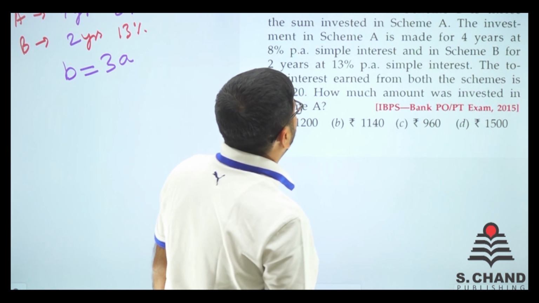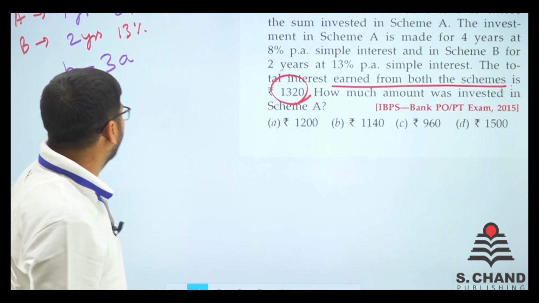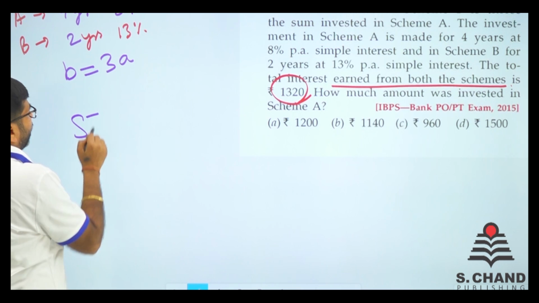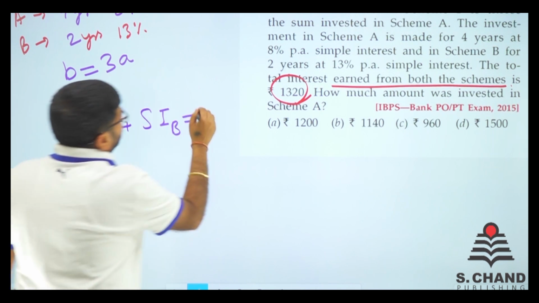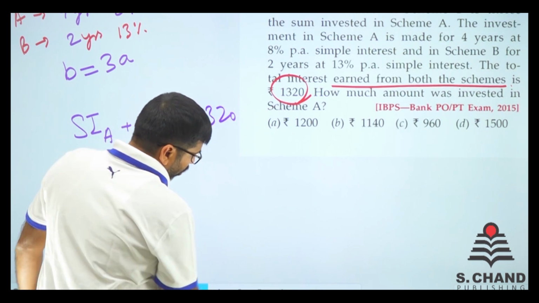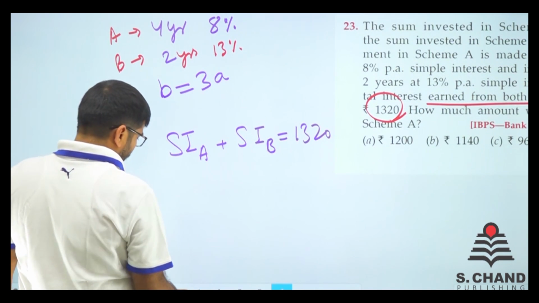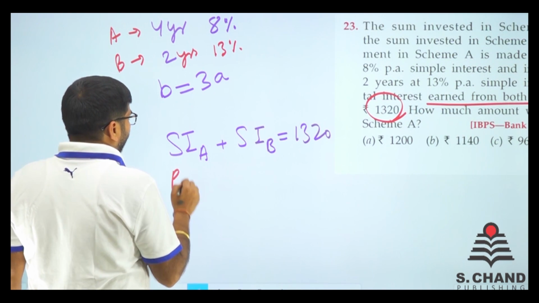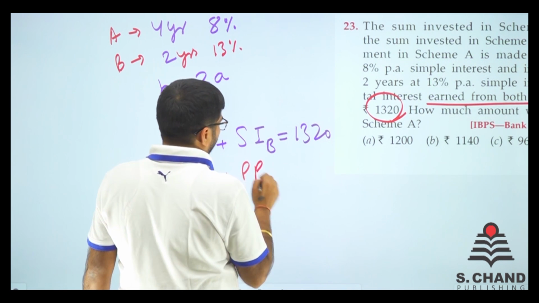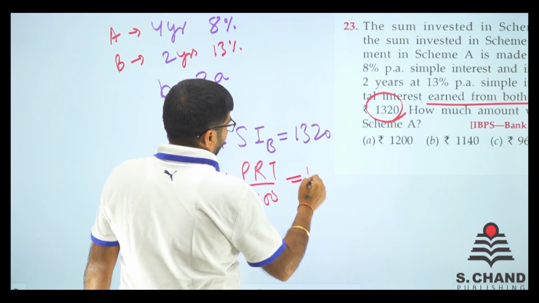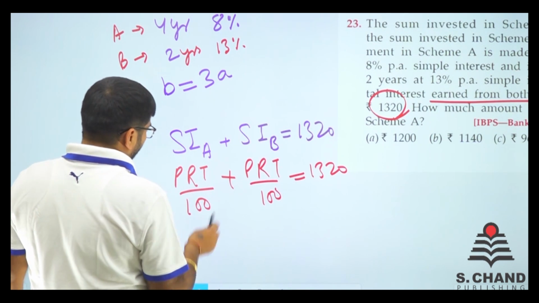Now the interest earned from both the schemes, the total interest is 1320. So we know that SI from A plus SI from B must be 1320. That is it. So let's calculate this first. SI from A is PRT by 100 plus PRT by 100 is equal to 1320. That is what is given. So write all the values.